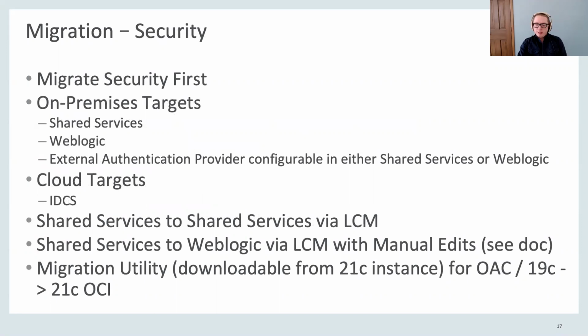And then I'll talk very quickly, because we are running out of time, about some migration tasks. So generally speaking, security should be migrated first. If you're going to on-premises, you have a few options. You can use Shared Services that we talked about before, or you can use the WebLogic LDAP security that's built in to Fusion Middleware. And in either case, you can configure an external authentication provider like Active Directory to work with it. And if you're going to cloud, your target is IDCS, Identity Cloud Service.